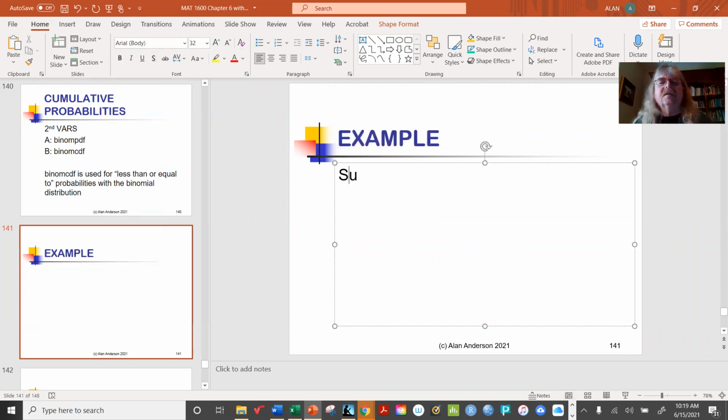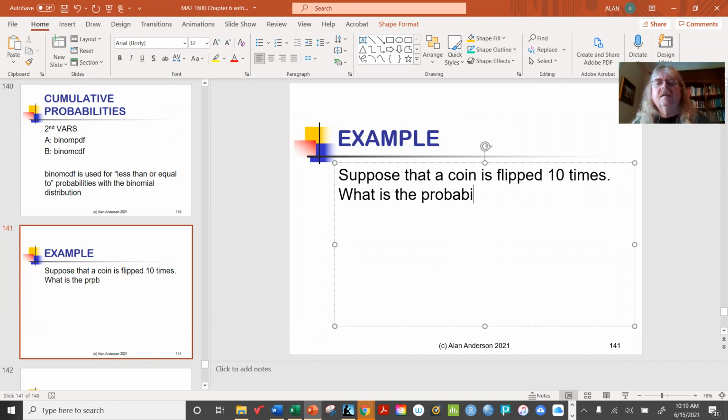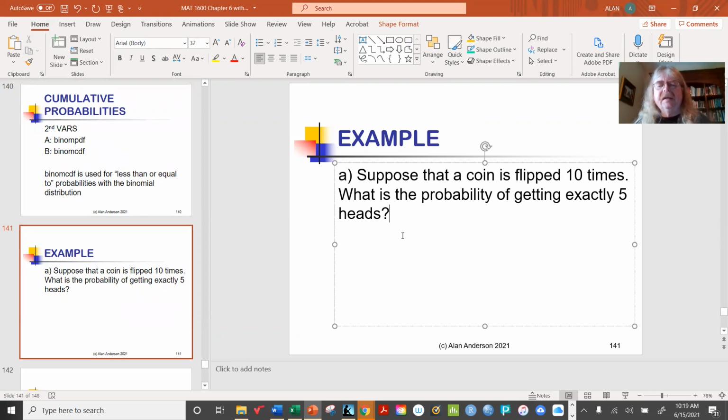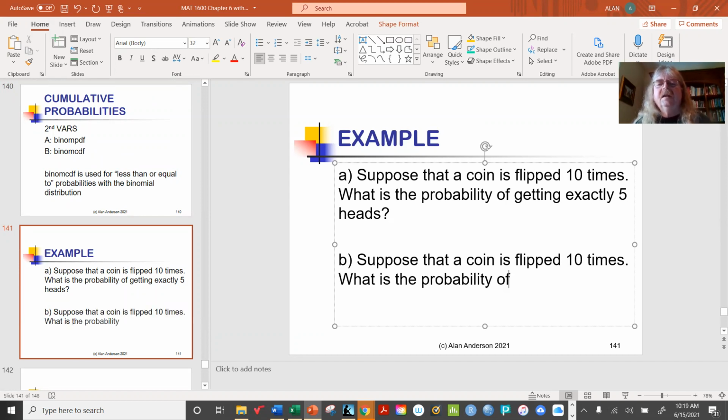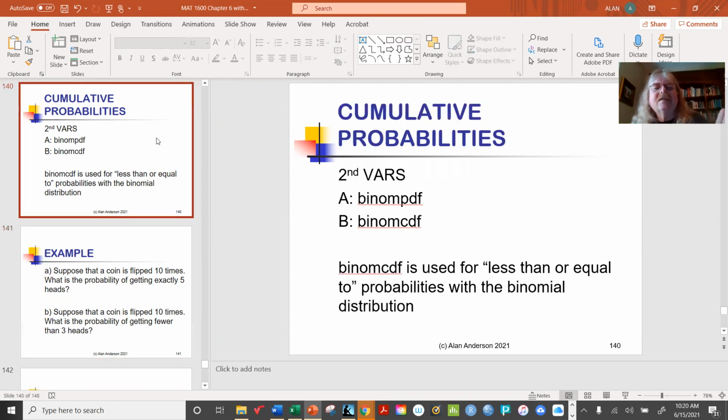Okay, so suppose that a coin is flipped 10 times. What is the probability of getting exactly 5 heads? That'll be part A. And then part B, suppose that a coin is flipped 10 times. What is the probability of getting fewer than 3 heads? Okay, so now we're ready.